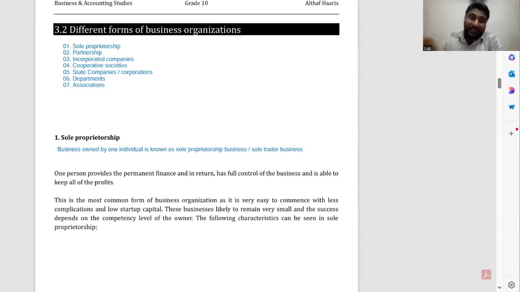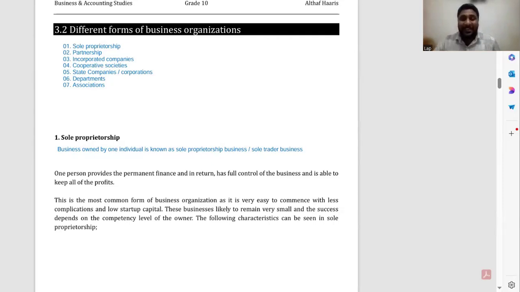But if there are any losses, he has to bear them alone. There is no one to share with; you can't say you take some of the loss, you take some of the loss. He should eat the losses alone. He should bear the losses alone. So those disadvantages are also there in the sole proprietorship business.